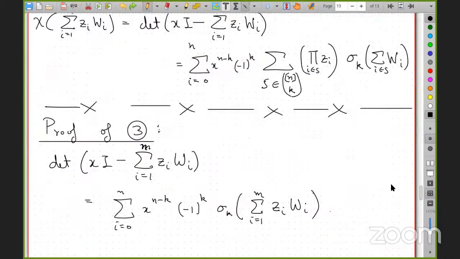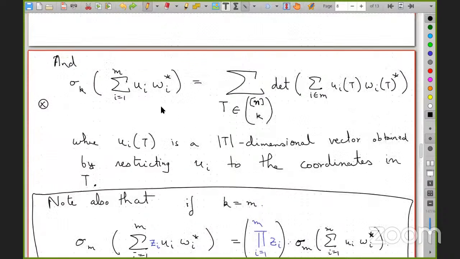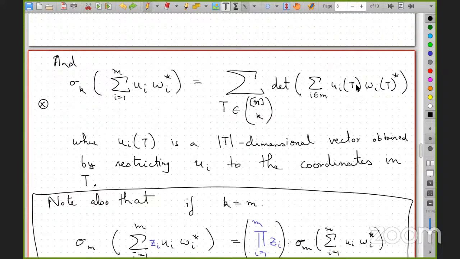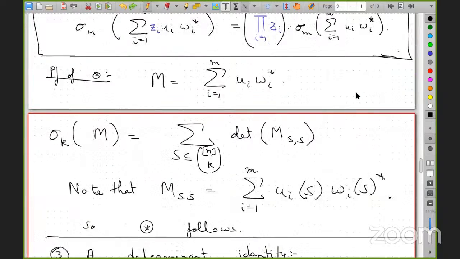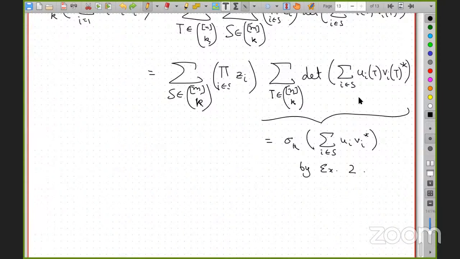So this is, see that. So sigma k of any sum of vectors like these rank 1 matrices is obtained by summing over all k-size subsets of the coordinates and then looking at the full sum, restricted to those coordinates, the outer product restricted to those coordinates. This is exactly what's happening here. Now the role of 1 to m has been taken over by s, but we're still taking k-size subsets of the coordinates and then doing this. So that's exactly what this is.